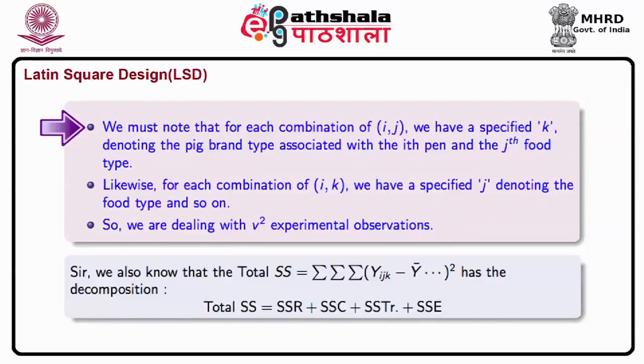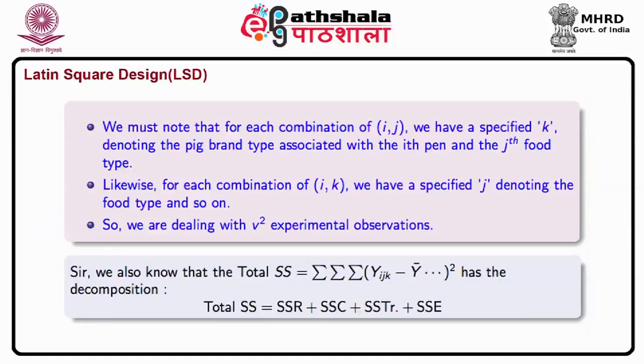Now, we must note that for each combination of i and j, we have a specified k denoting the pig brand type associated with the ith pen and jth food type. Likewise, for each combination of i and k, we have a specified j denoting the food type, and so on. So we are dealing with V square experimental observations.